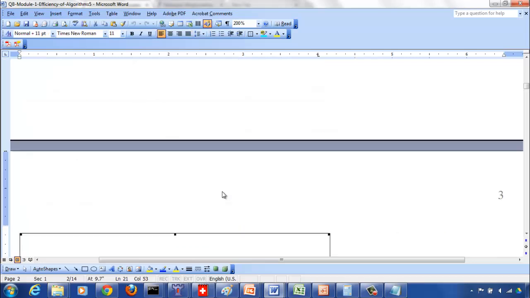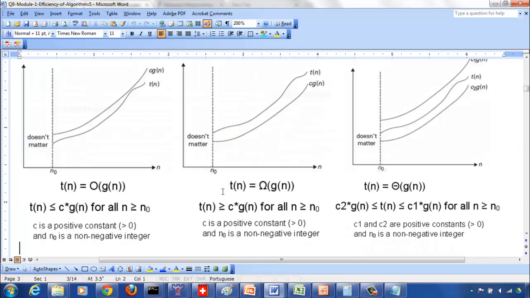Okay, and the formal definitions we saw: t of n is equal to big O of g of n if t of n is less than or equal to some constant times g of n for all n greater than or equal to n0. So it means after this point t of n grows only slower compared to g of n. So g of n grows faster. So always t of n is going to be less than or equal to some constant times g of n.